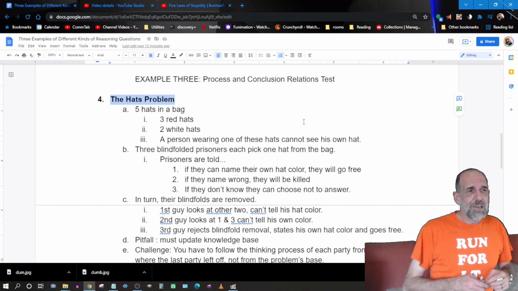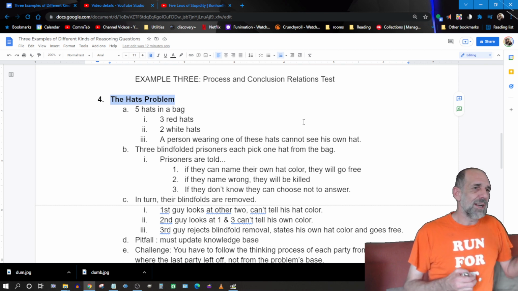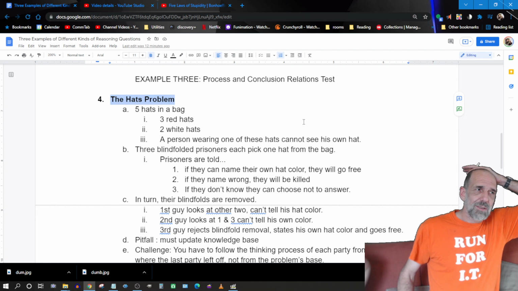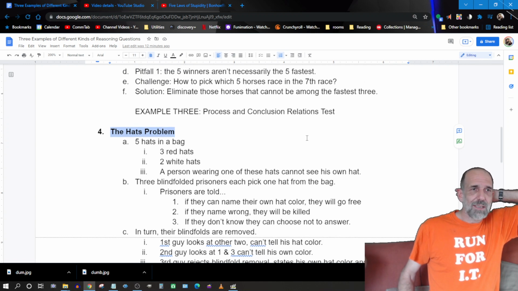The first guy, he looks at the other 2 guys. He can't tell his hat color. The second guy looks at the first guy and the third guy, and he can't tell his hat color. The third guy doesn't need to have his blindfold removed. He states what his hat's color is and goes free. So the question then asks, what color is this hat and why?